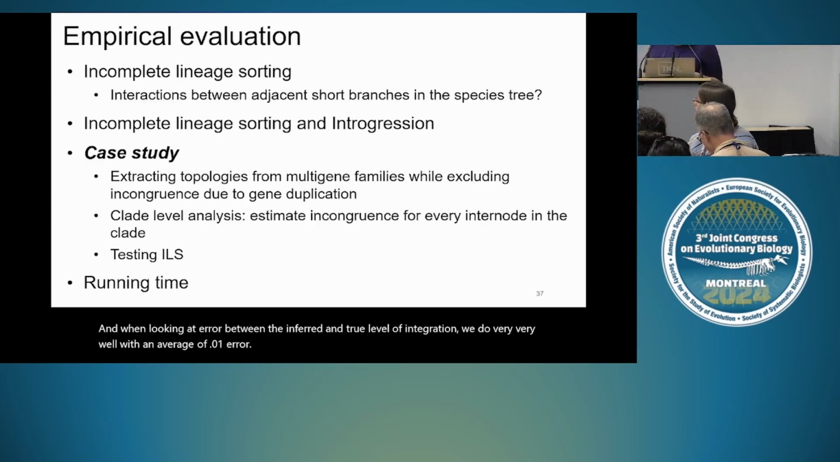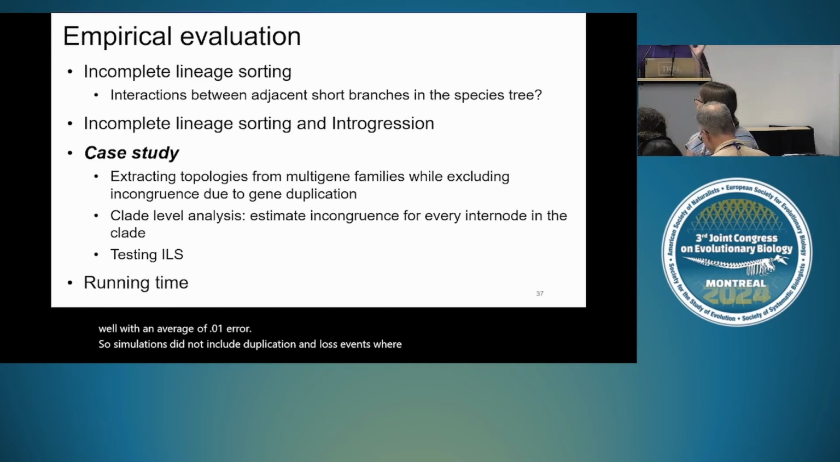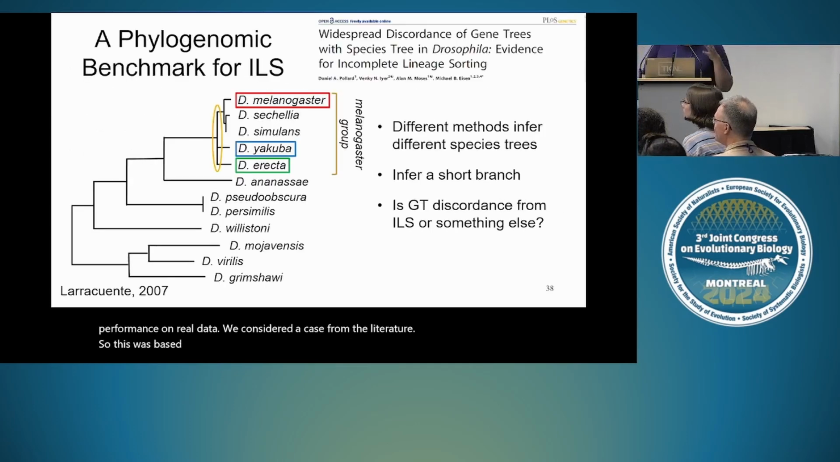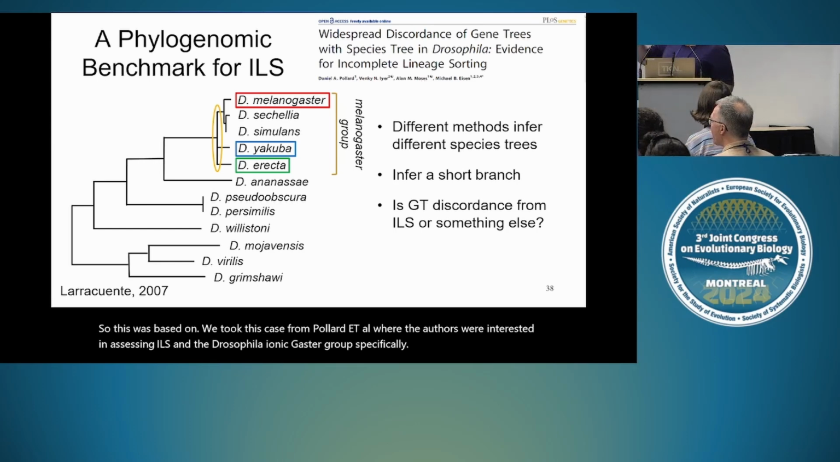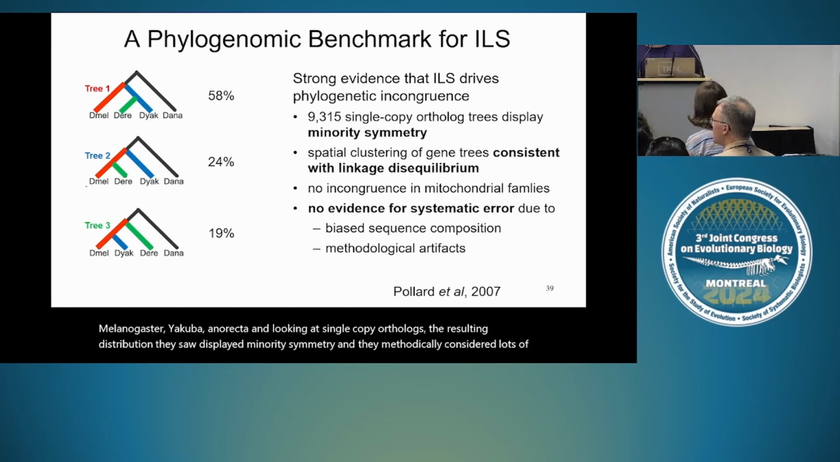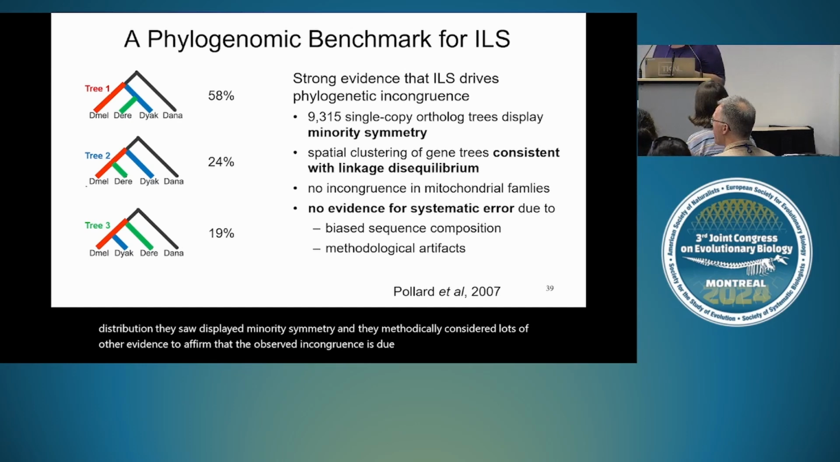So simulations did not include duplication and loss events, where this approach might be very helpful compared to other approaches that are currently available. And so we assessed performance on real data. We considered a case from the literature. We took this case from Pollard et al., where the authors were interested in assessing ILS in the Drosophila melanogaster group, specifically melanogaster, yakuba, and erecta. Looking at single copy orthologs, the resulting distribution they saw displayed minority symmetry. And they methodically considered lots of other evidence to affirm that the observed incongruence is due to ILS alone. So it makes an excellent benchmark for testing methods designed to detect ILS.